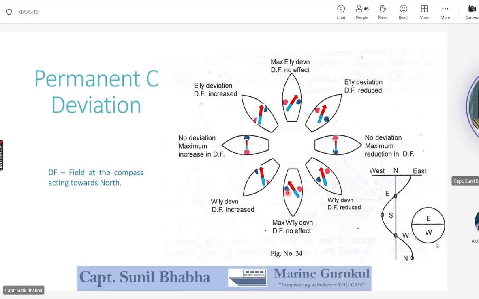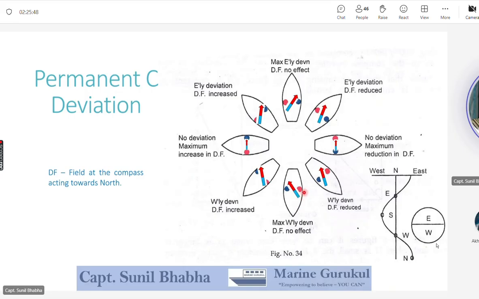You see the starboard side of the ship has a blue polarity. This blue is going to attract the red end of the compass needle towards it. So the north end of the compass needle is attracted towards the port side of the ship, and the south end of the compass needle, which also has a blue polarity, is repelled away from this blue pole of the ship. Thus, the compass needle now swings anti-clockwise, generating a westerly deviation.